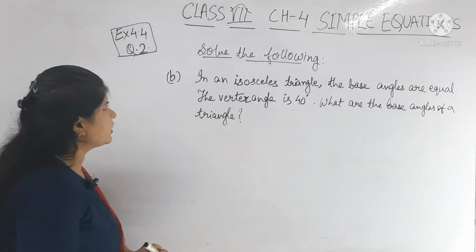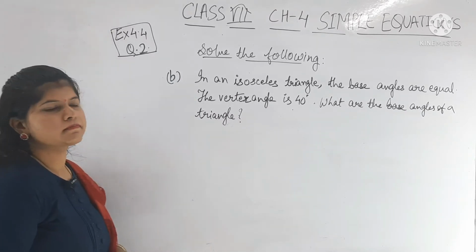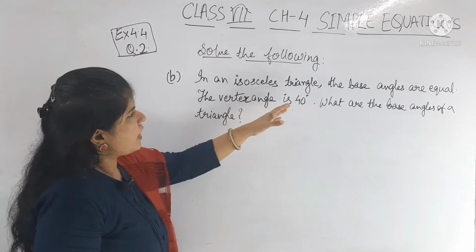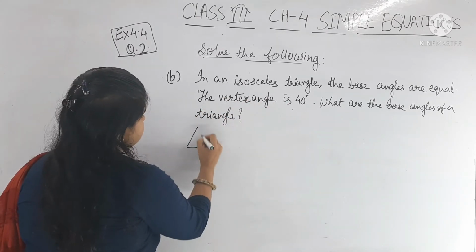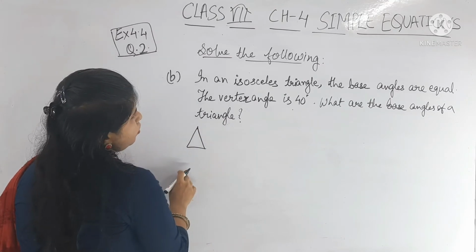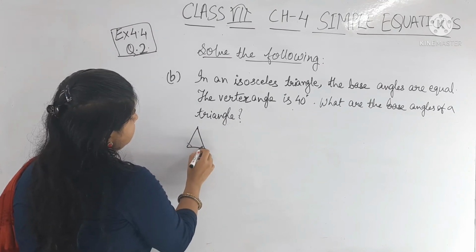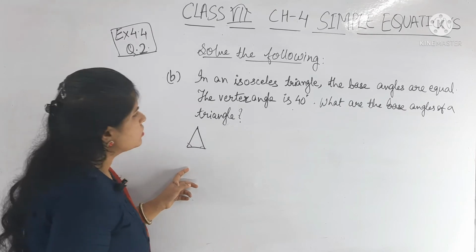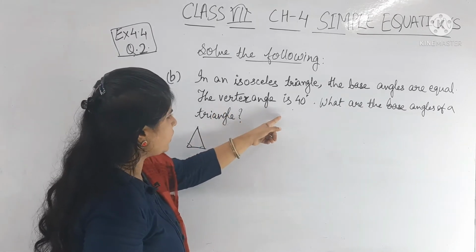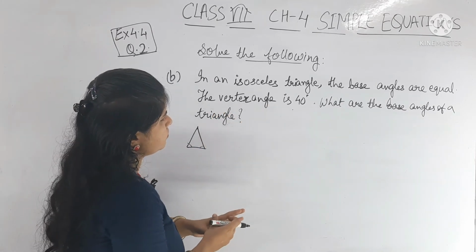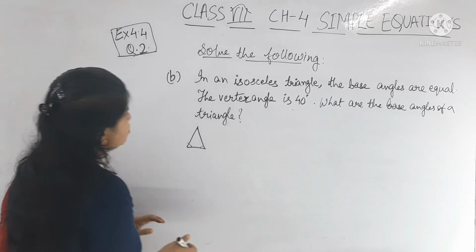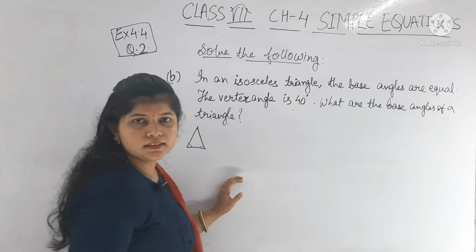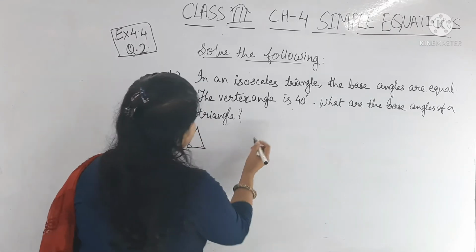Here students, you can see the B part. In an isosceles triangle, the base angles are equal. Like this, it is an isosceles triangle, so base angles are equal. Here the vertex angle is 40 degree. What are the base angles of the triangle? It is given. The sum of angles of a triangle is 180 degree, we know that.